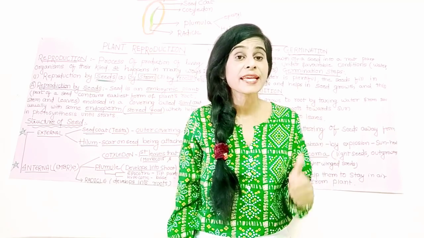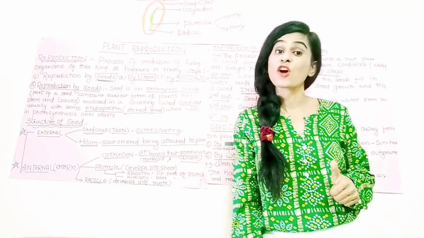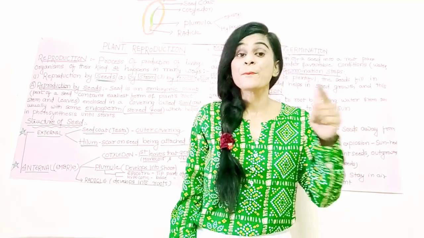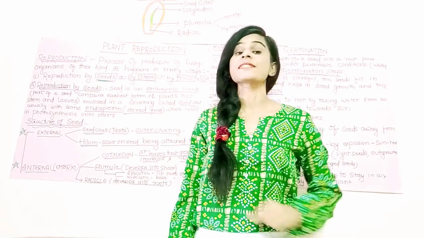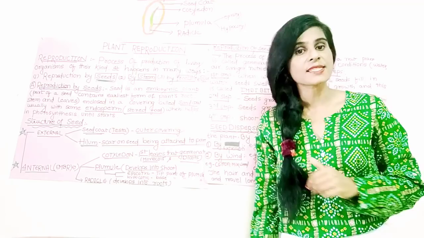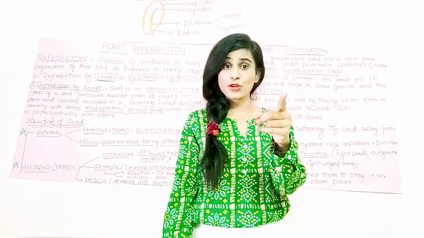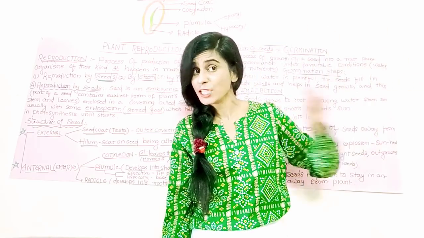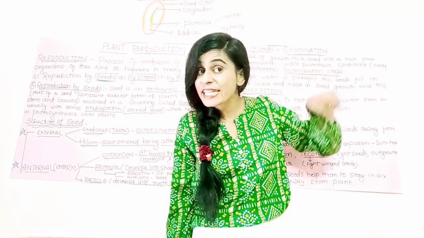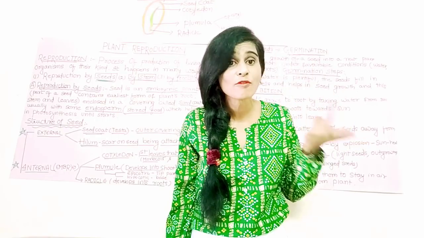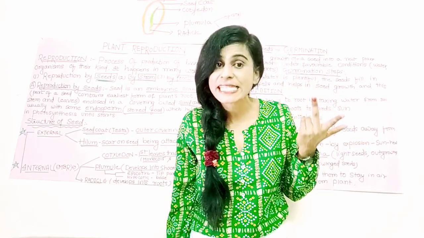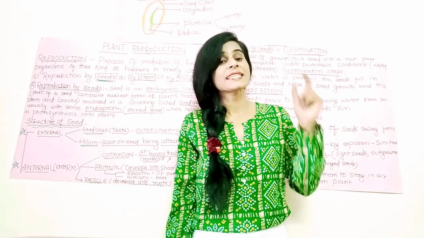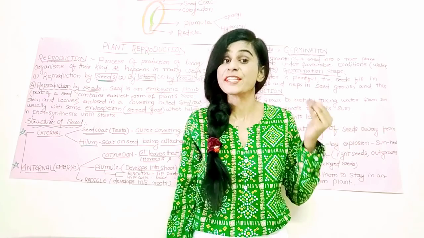The seeds bearing only one embryonic leaf are called monocotyledons, and the seeds bearing two embryonic leaves are called dicotyledons. Understood? Once again, external: how many parts, children? Two. First one, the outer covering of the seed. What is it called? Seed coat, and another important name, testa. And the second part is your hilum.